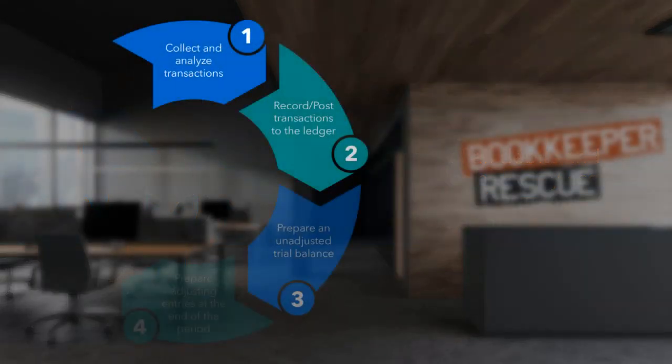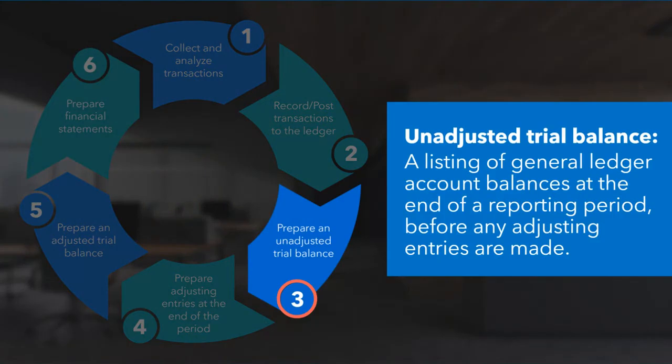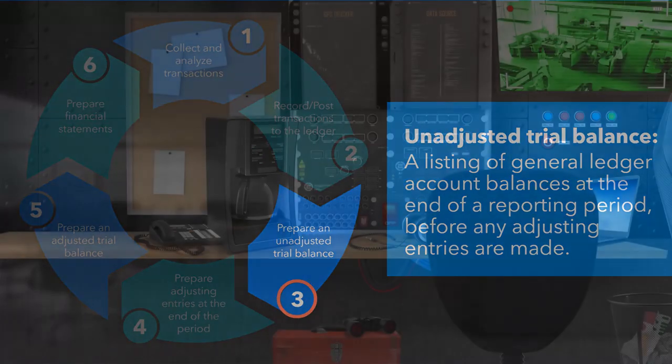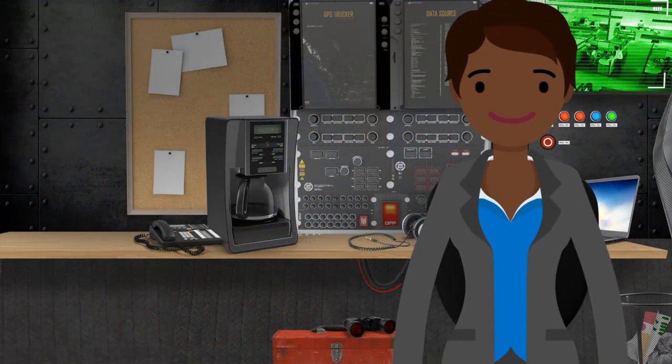For step 3, you'll focus on creating an unadjusted trial balance. This is what you get when you calculate all of the balances for your account. Think of it more as sort of a first draft. Here, let me show you an example.